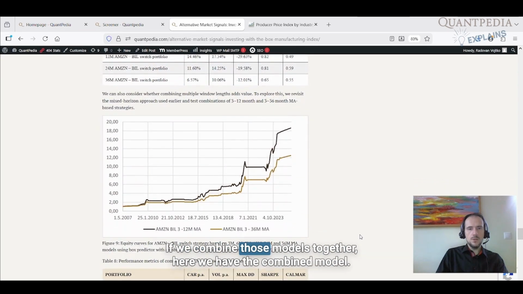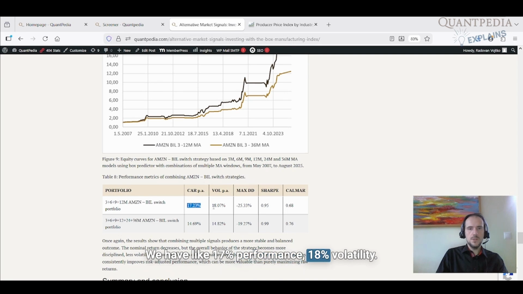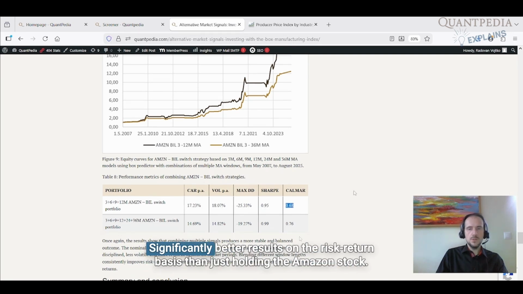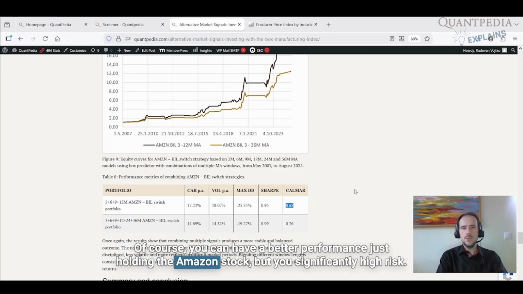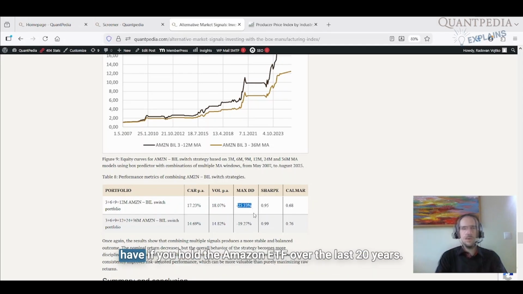If we combine those models together, here we have the combined model, we have like 17% performance, 18% volatility, so a Sharpe ratio of nearly 1 and a gamma ratio of 0.7. Significantly better results on a risk-return basis than just holding the Amazon stock. Of course, you can have a better performance just holding the Amazon stock, but with significantly higher risk. So there is a really big difference between minus 25% drawdown and minus 85% drawdown, which you would have if you held the Amazon stock over the last 20 years.